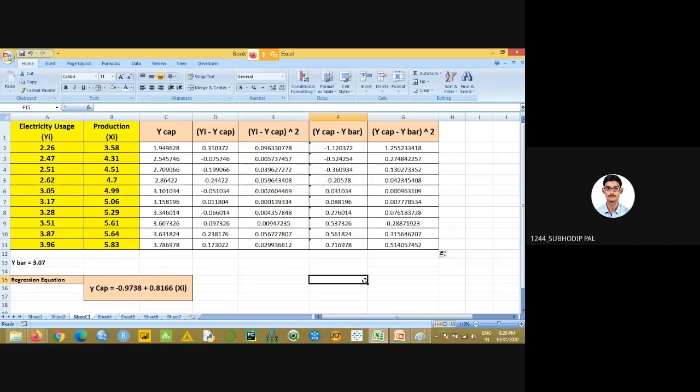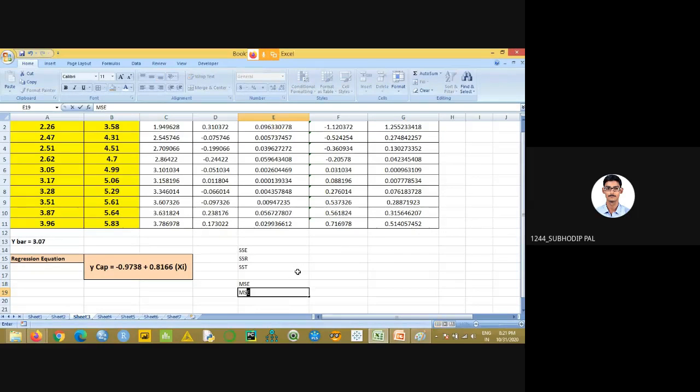But you have not asked me why I have calculated all this. What is the use of this? Now you have to find the ANOVA table. Find all those: SSE, SSC, SSR, SST. Then MSC, MSR, and MST, right?